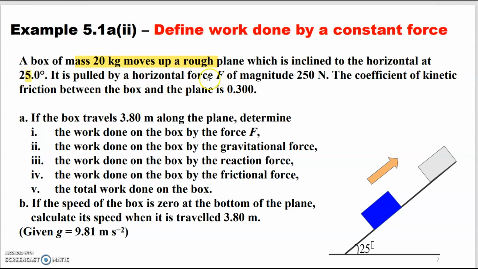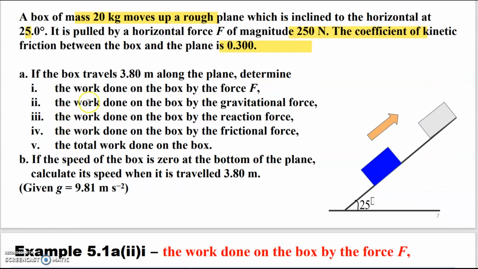It is pulled by a horizontal force of magnitude 250 Newton. The coefficient of kinetic friction between the box and the plane is 0.3. So this is about the mu k, because it is a rough surface. If the box travels 3.8 meter along the plane, we are going to determine 1, 2, 3, 4, and 5. And also we have to calculate the speed of the box if it is 0 at the bottom of the plane.